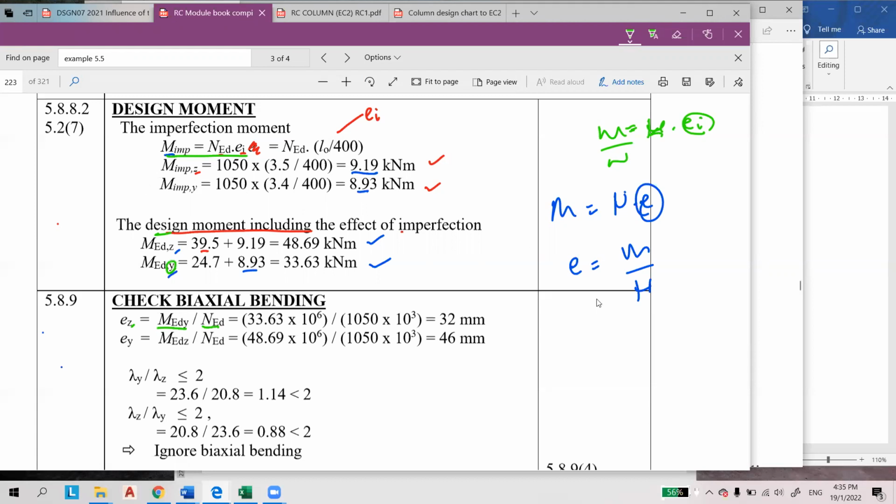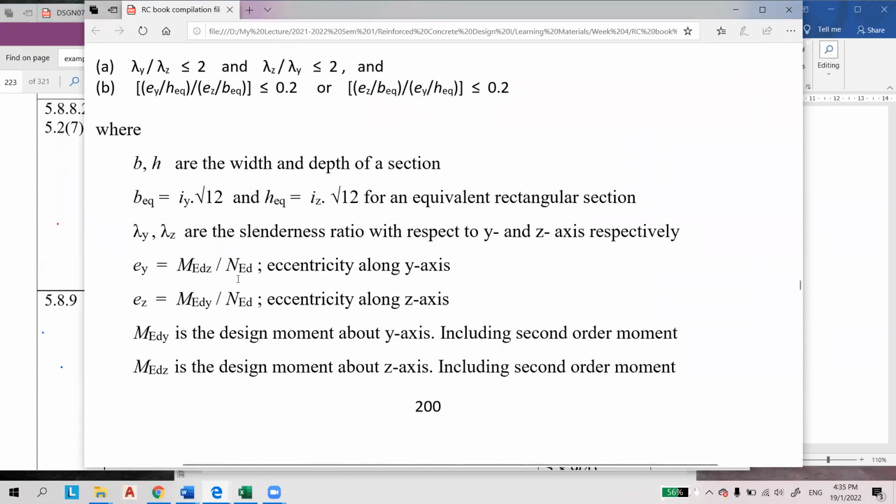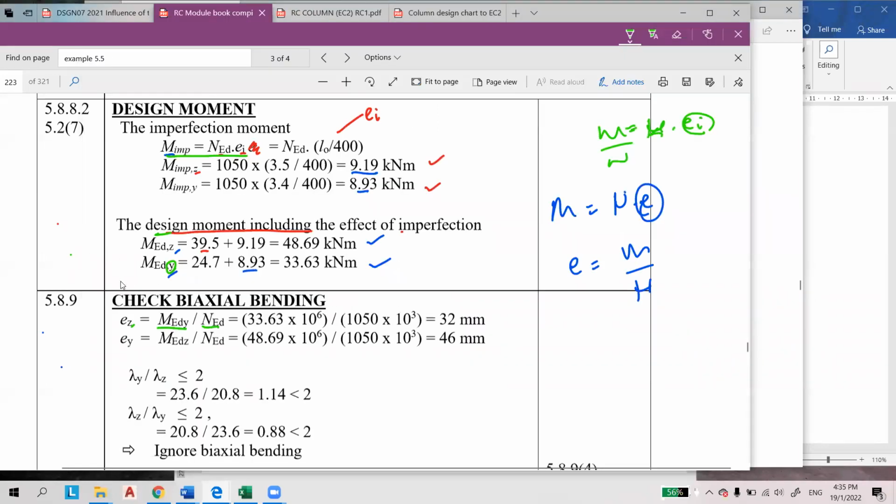About the z-axis, you use the moment for EdY, like this one. About the z-axis, you use the moment of EdY, and about the y-axis, you use the moment of Z. Just please remember. And then you got this one. The eccentricity is 32 and 46 mm.